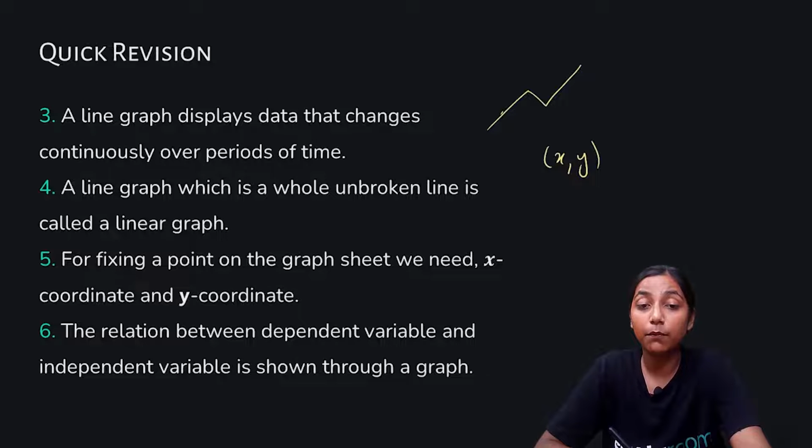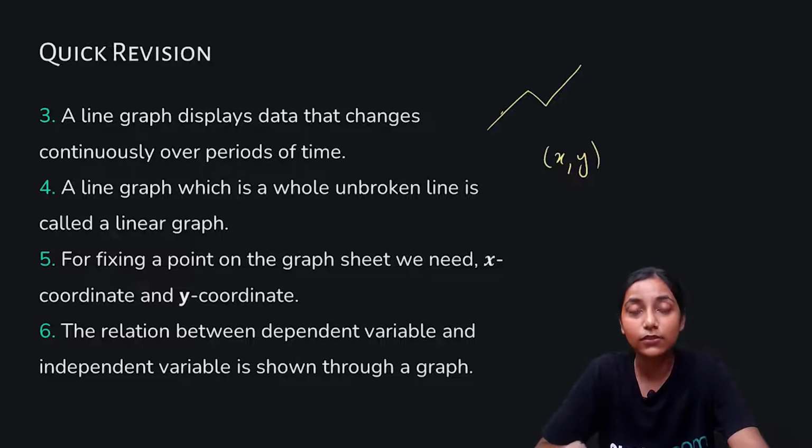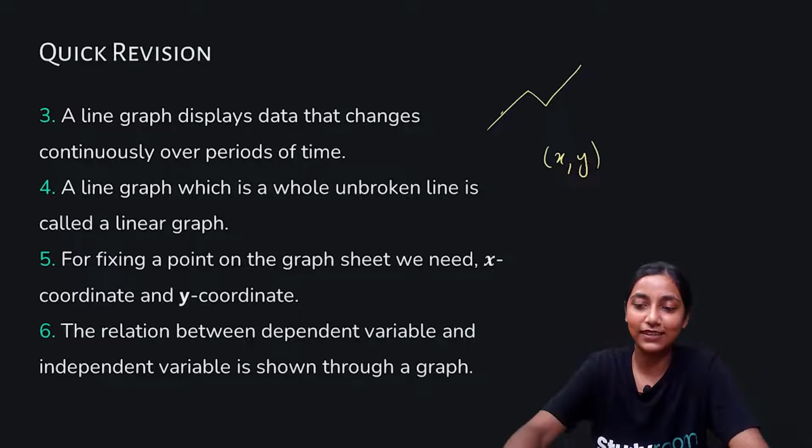And then we learned about the dependent and independent variables, and we saw that the relation between dependent and independent variables is shown through a graph. We did those graphs and the examples related to it as well. So this was everything about this whole chapter.